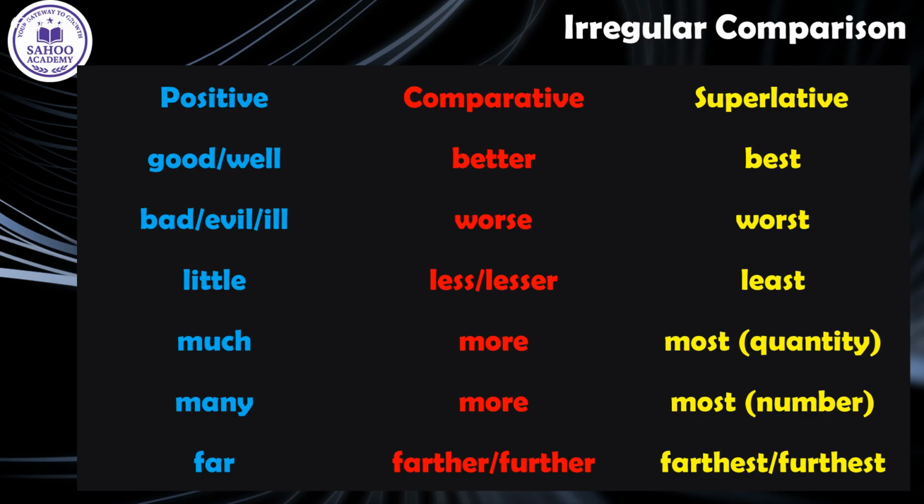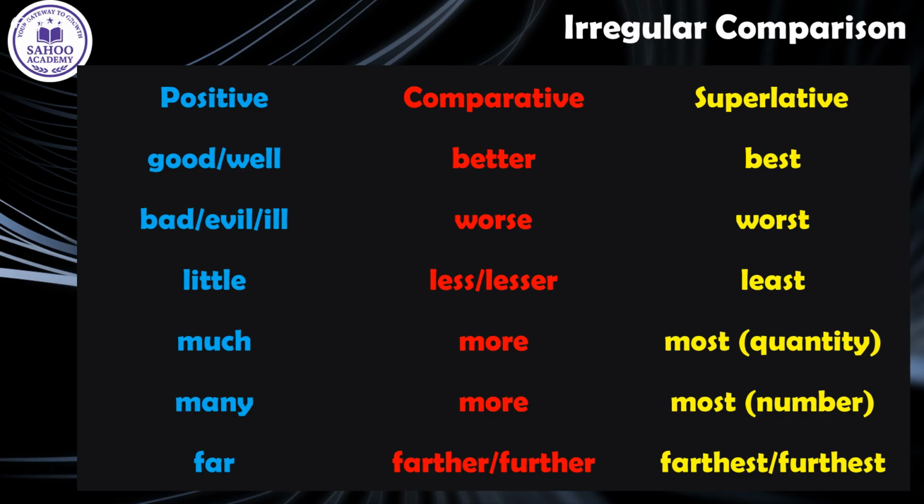Then we have much, which is used for quantity like water or sugar. Its comparative is more and the superlative is most. And many, which is used for number like books or students, also becomes more and most. So remember, these words don't follow the normal rules. They are special and must be learned by heart.